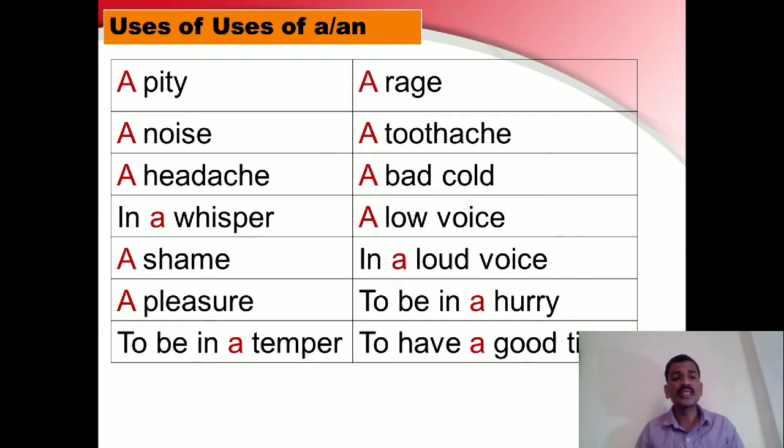Even though in general day-to-day spoken English we use these phrases, we can use "a" or "an" before these phrases, like to be in a hurry, to have a good time. Now a good time and a bad time, we cannot count properly, but in spoken English we can use it and it is accepted. That's why "a" or "an" is used here in these phrases. This is the correct use.